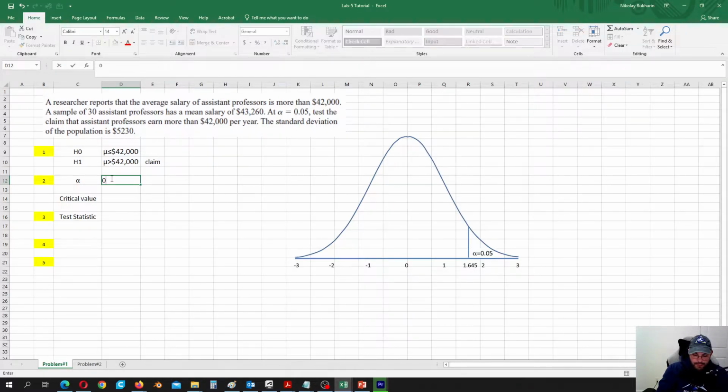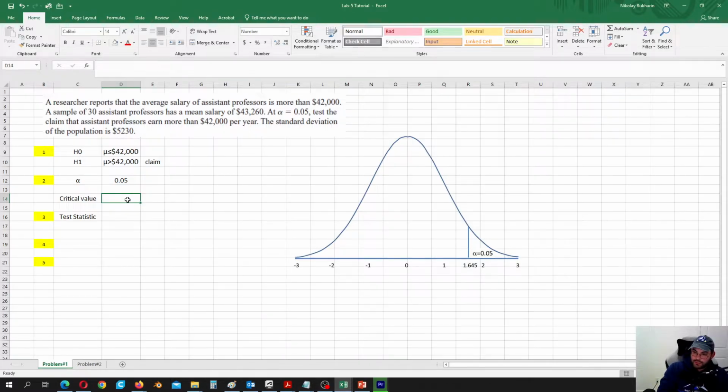Alpha in this case is 0.05. Alpha is the area under the curve which is being cut by the critical value, and we need to calculate that critical value. I've already put it here. It is 1.645 up to the third digit.